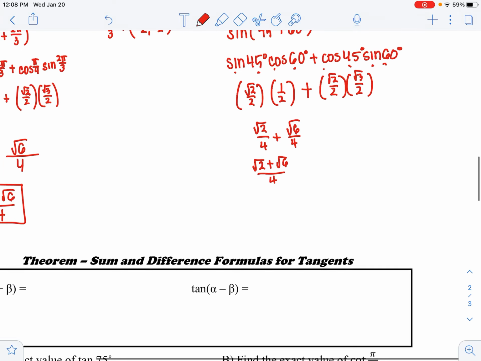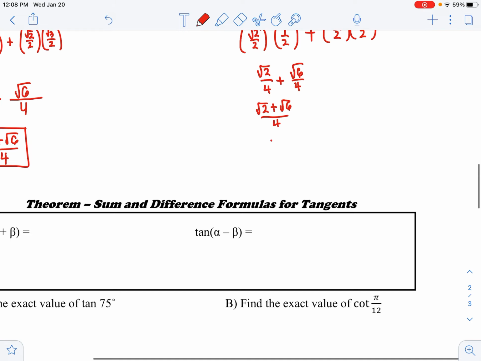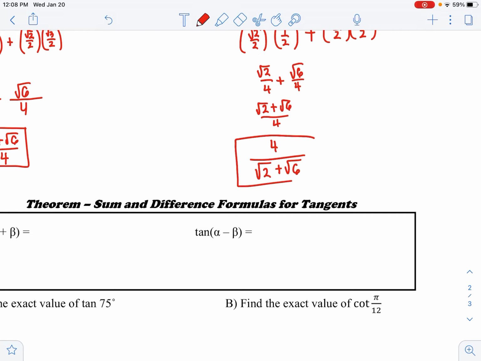Remember, I want cosecant of 105, which is the reciprocal. So I have to flip this answer. It's 4 over root 2 plus root 6. And we're not going to make you rationalize that. We're going to let you leave it like that.